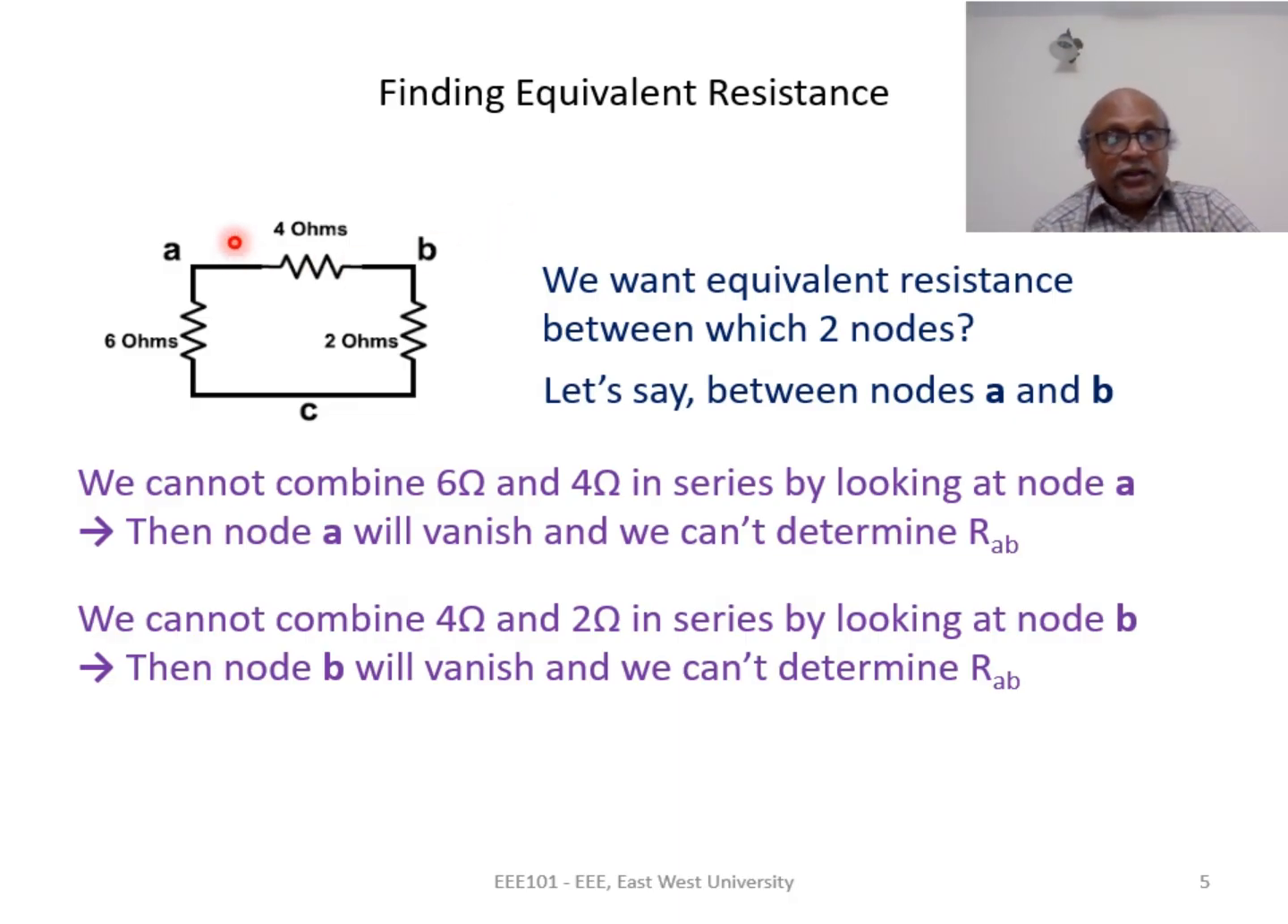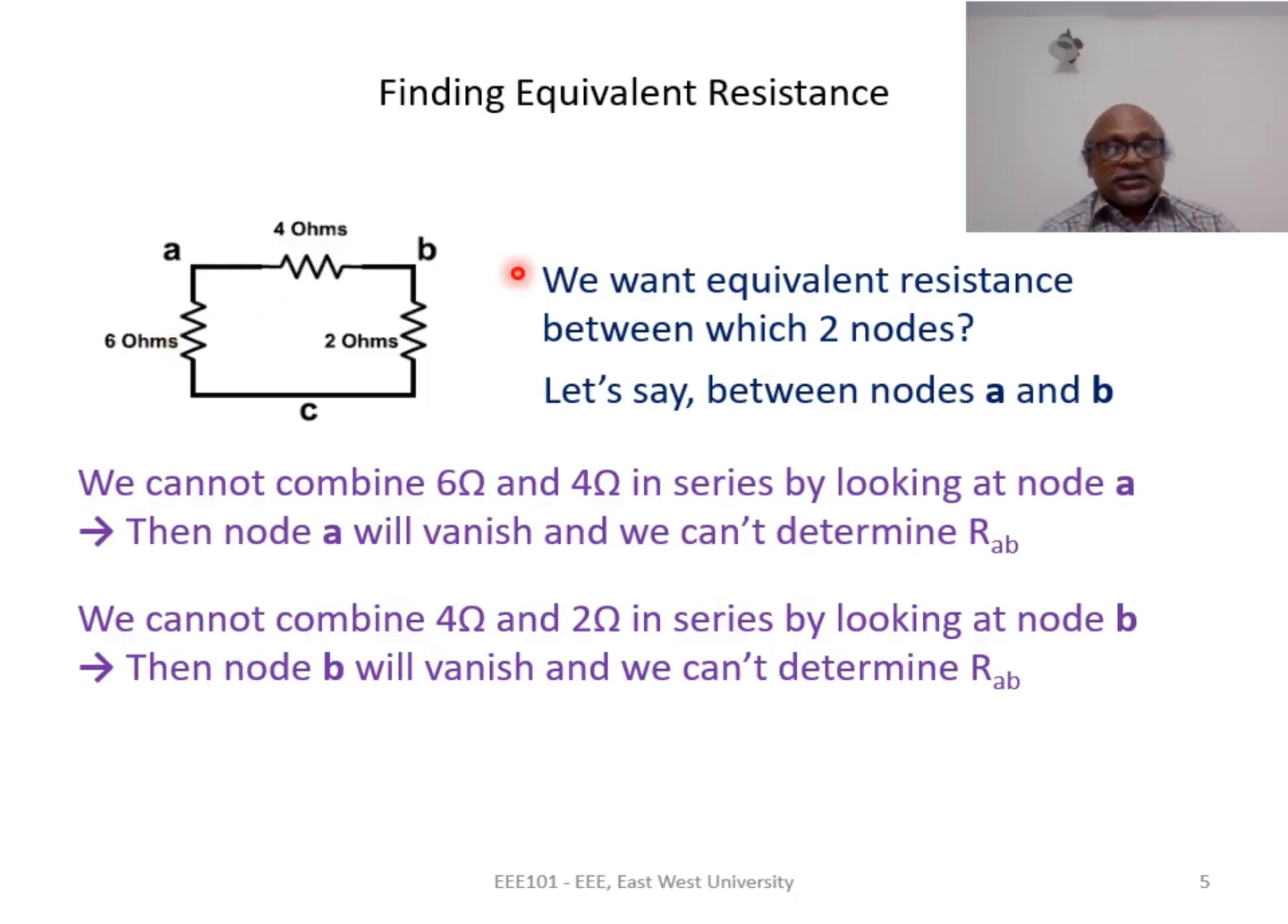So, even though it looks like 6 ohms and 4 ohms are in series at A, and 4 ohms and 2 ohms are in series at B, we cannot make any of these simplifications because we will lose one of the two observation nodes. That is not permitted. There is a third option.